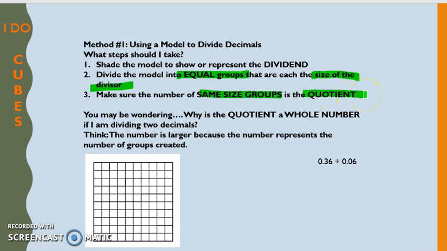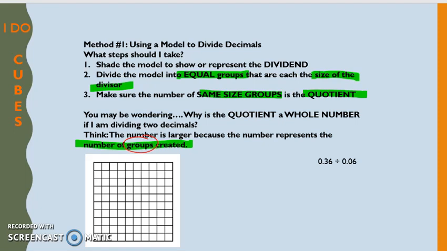Then we would like to make sure that the number of same size groups is our quotient. So you're probably wondering, well, Ms. Walker, why is the quotient a whole number if I am dividing two decimals? I would like you to think to yourself, the number is larger because the number represents the number of groups created. That word groups being your key word.